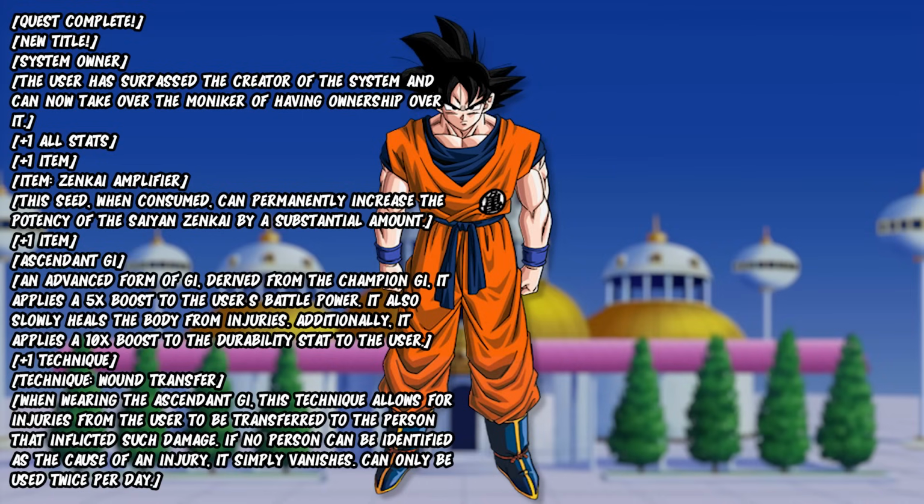+1 item, Ascendant Gi. An advanced form of Gi derived from the champion Gi, it applies a 5x boost to the user's battle power. It also slowly heals the body from injuries. Additionally, it applies a 10x boost to the durability stat of the user.